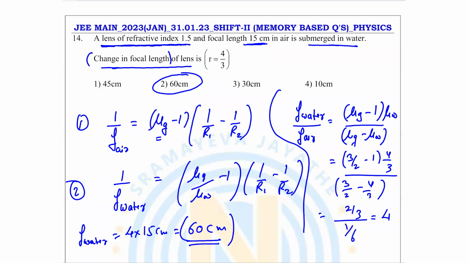So change in the focal length will be the new focal length minus the initial focal length. So 60 minus 15, that is 45 centimeter. So answer is 45 centimeter. You see, they will set up small traps in the questions to make you commit mistakes. So be careful. Answer is 45 centimeter.